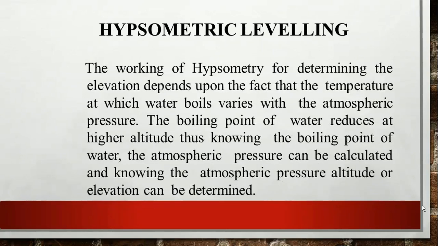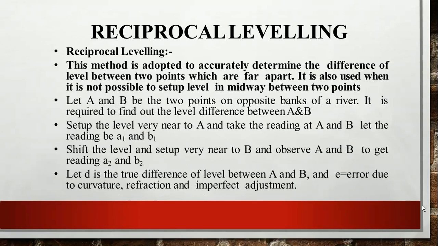And at last, there is hypsometric leveling. The working of hypsometry for determining the elevations depends upon the fact that the temperature at which water boils varies with the atmospheric pressure. So, the boiling point of water reduces at higher altitude. Thus, knowing the boiling point of water, the atmospheric pressure can be calculated. And knowing the atmospheric pressure, altitude or elevation can be determined, right? So basically these are the two advanced classifications of leveling, that is barometric and hypsometric, right?